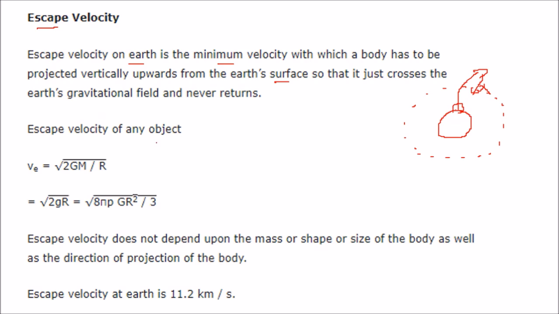So the escape velocity of any object is given by V sub E equals under root 2GM by capital R, which is under root 2gR, and can be expressed in this expression also. The escape velocity doesn't depend on the mass or shape or size, as you see in the expression. Not even the direction of projection of the body is important. So escape velocity at Earth is 11.2 km per second.